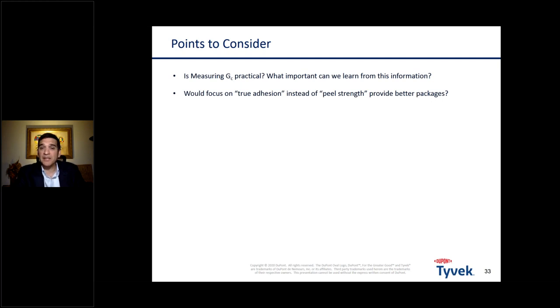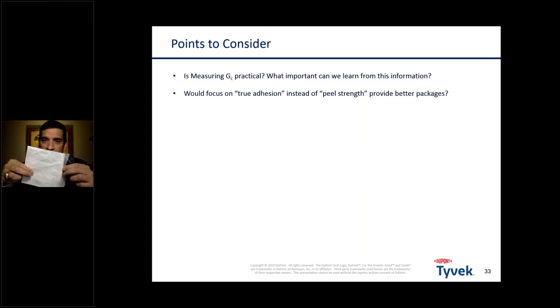A focus on true adhesion versus peel strength for better packages, right? So someone comes to me and says, oh, I love this pouch. It's 4 pounds when I pull it this way. Oh, this package is failing. It's 1 pound. Seriously, this is a good package. All I'm doing is measuring deformation. That's not intrinsic adhesion. That does not make this a bad package because it dropped below a pound when I'm testing this way and I'm not getting deformation, right?